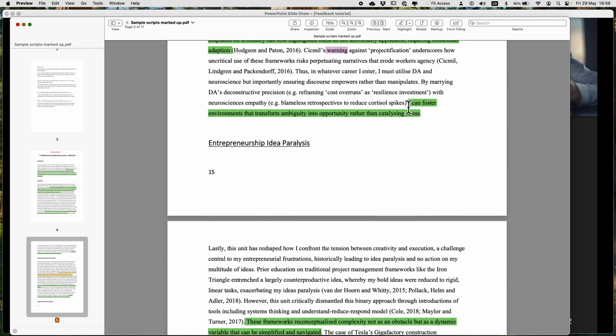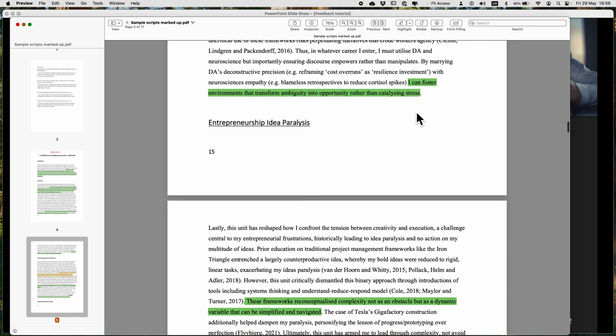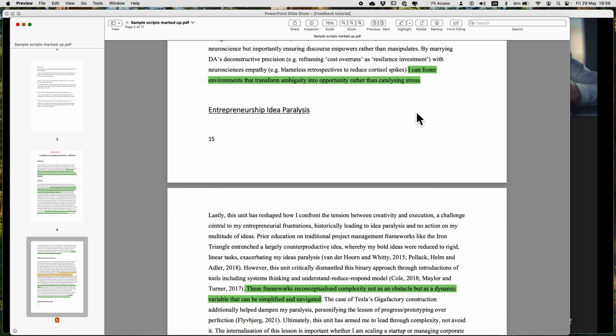And then they end this paragraph by saying, "I can foster environments that transform ambiguity into opportunity rather than catalyzing stress." Again, this is really interesting because they've engaged with the material. They've shown that complexity is not just a one-dimensional thing. It's not just the problem, but it also creates opportunities too, demonstrating their engagement with the learning. Whereas a less accomplished piece of writing might have just said complexity is a challenge. They have gone beyond that.